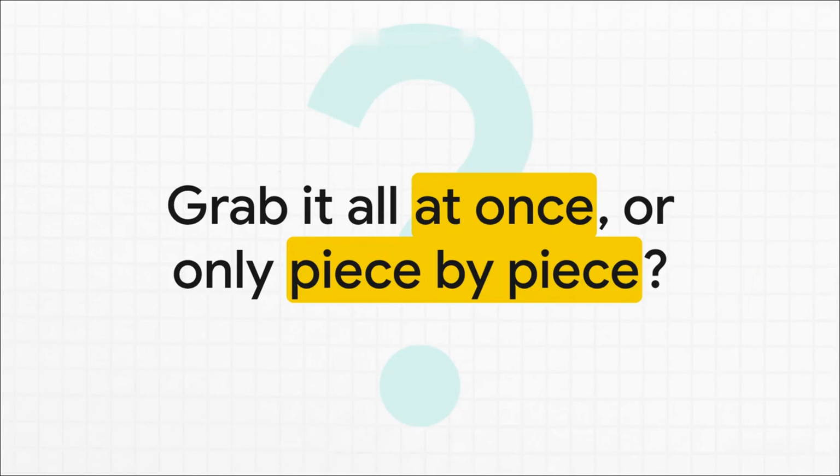So here's the big question. When your application needs information, let's say a list of customers and all of their past orders, do you fetch everything in one massive trip to the database? Or do you just grab the customer list first and then go back for the orders only if you actually need them? It seems like such a small decision, right? But trust me, it can have a huge impact on your app's performance.